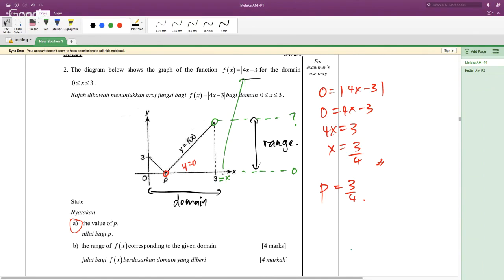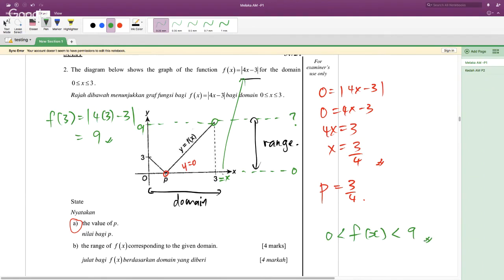So I will do f(3), which equals 4 times 3 minus 3. 4 times 3 is 12, 12 minus 3 is 9. So that means the maximum value here will be 9. Therefore, if the question asks me to write the range of f(x), the range of f(x) is from 0 to 9. All right, this is how we solve B.